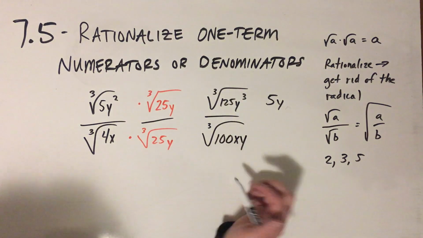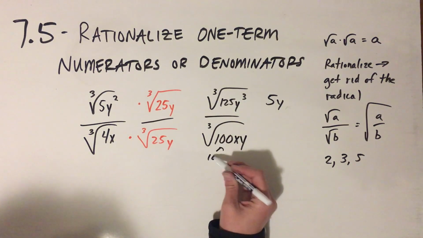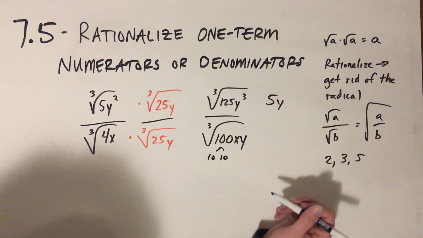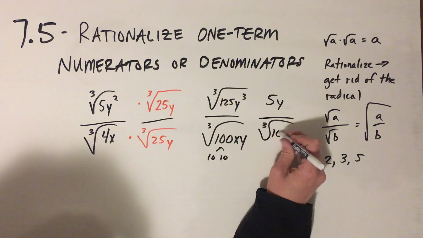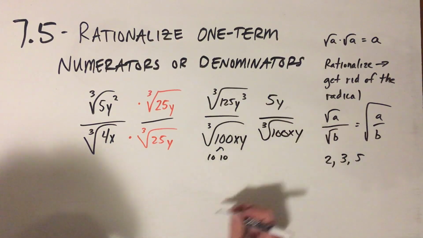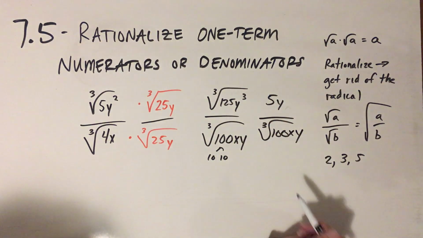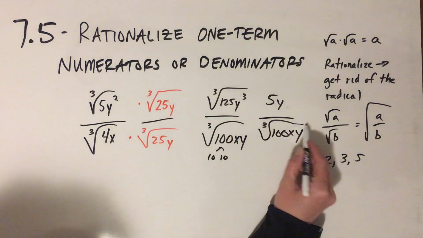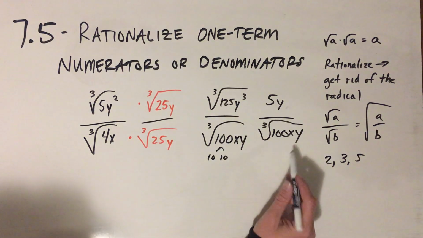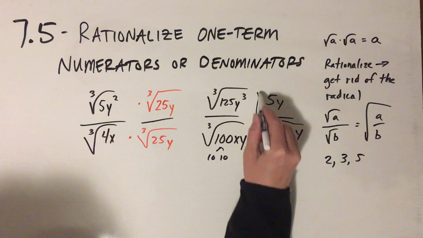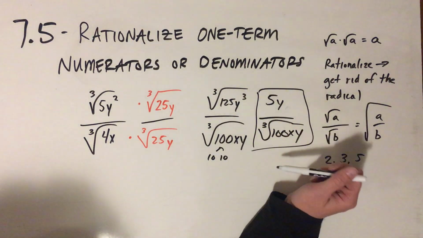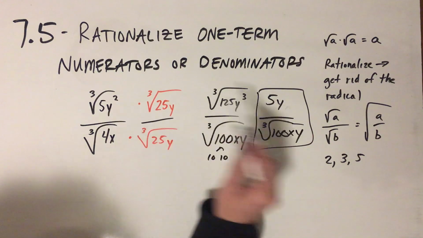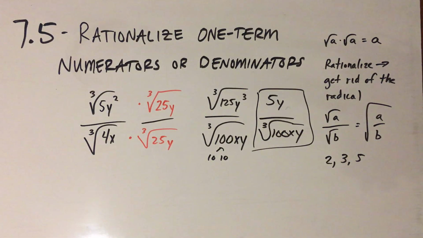I can't simplify this any further. I mean, this factors out to like 10 times 10, but I need 3 factors to simplify anything. So my final answer here is going to be 5y over the cubed root of 100xy. Again, I can't cancel this y with this y because one is under a radical and one is not. So this here is rationalizing this numerator. I wanted to get the radical out of the numerator.